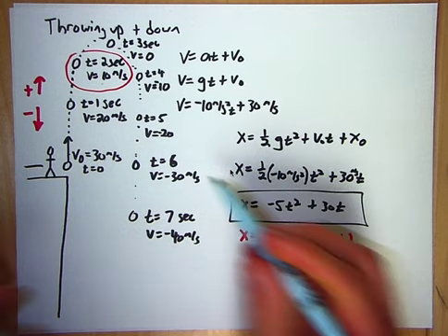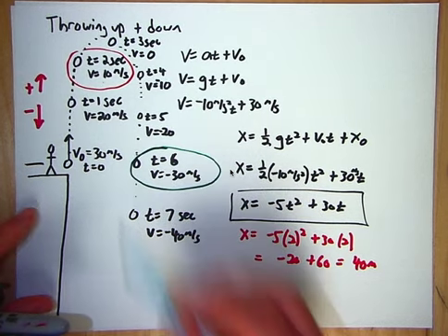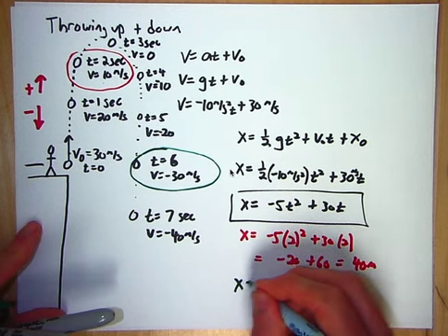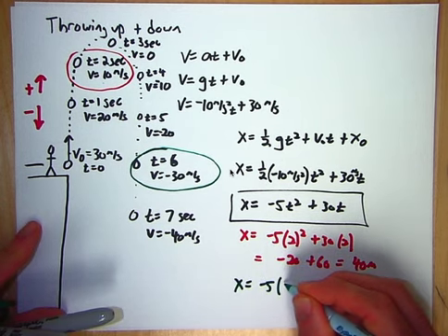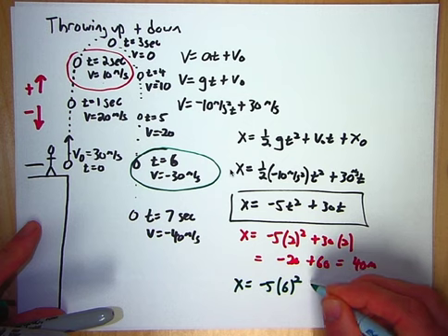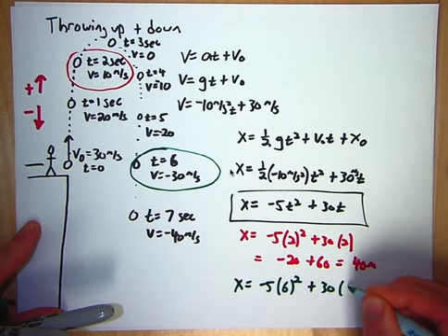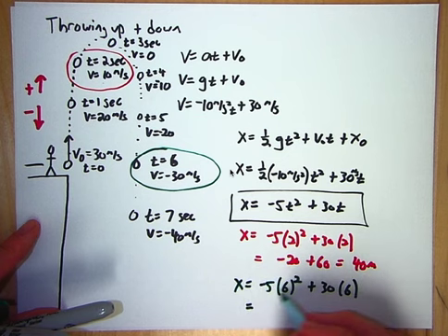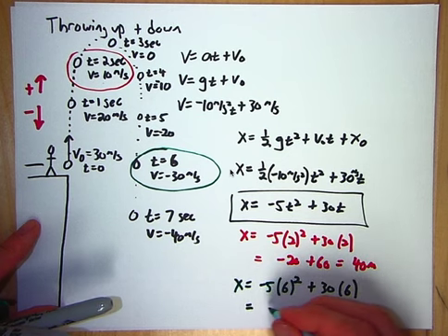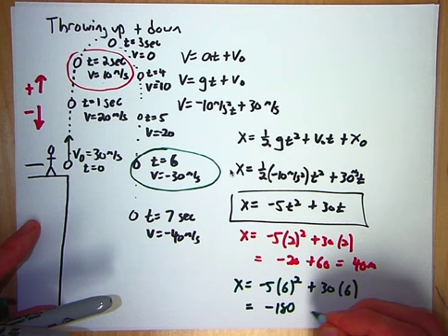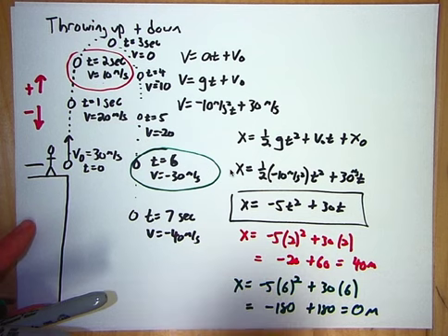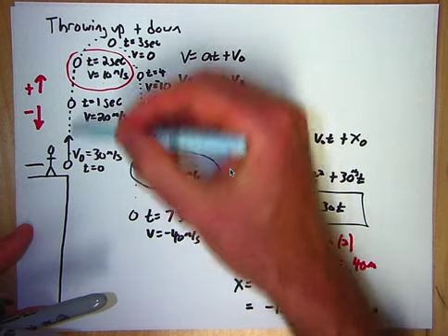Let's figure out what its position is at time equals 6. All right, so let's do that. x equals -5 times 6 squared plus 30 times 6. Do this calculation out, and you'll find that that's -180 plus 180. That equals 0 meters. You might be thinking, 0 meters? How can that be 0 meters? It went all the way up and down like that.